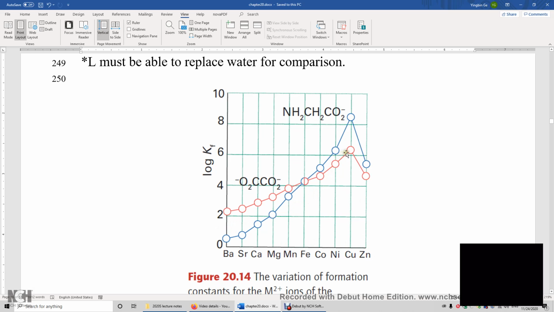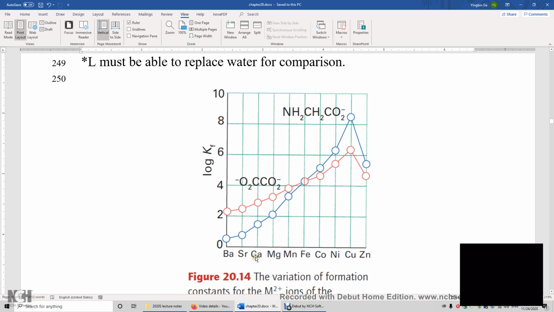The red circles are showing us the same trend. It keeps going up, and then over here there's a sudden drop. We can explain this by looking at the ionic radius of these metals.